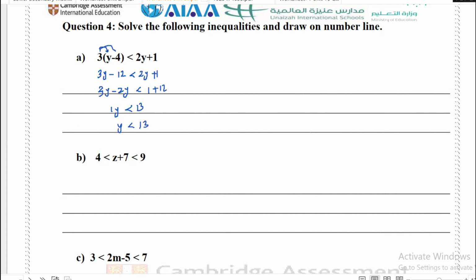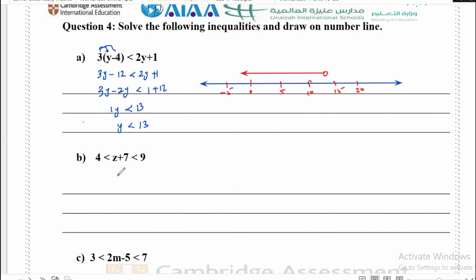Now you can draw one number line: 10, 15, 20, here negative 5 and so on, but anyway we are looking at the positive values. So 13 is roundabout very close to 15 here somewhere, and as it is not included, just draw a circle without color, and then draw one arrow which shows the direction, all the values which are 13 or less. So you can show a number line this way. I hope it is clear. Then we move to the next question.